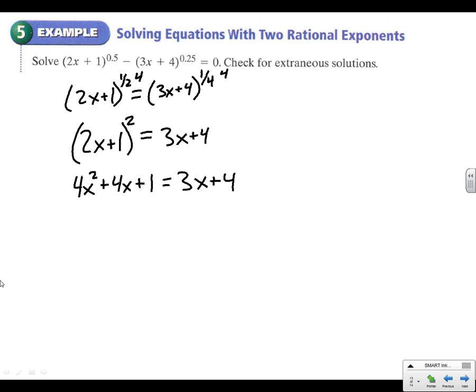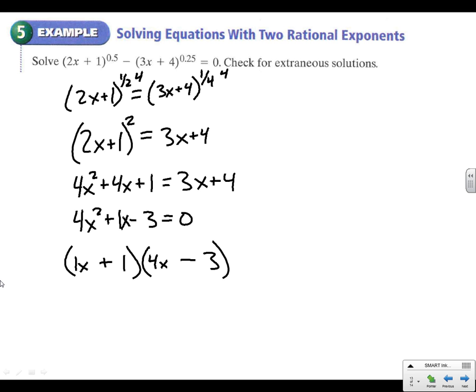Okay, so let's subtract 3x. So we'll have 4x squared plus 1x plus 1, and let's subtract the 4, so minus 3, equals 0. And so let's factor this. We know we're going to have a 3 and a 1 here. And what would we need on the other side? We would need a 4x and a 1x here. 4 times 1 needs to be the positive 1. 1 times 3 is the negative 1. That equals 0. So x equals negative 1 or 3/4.